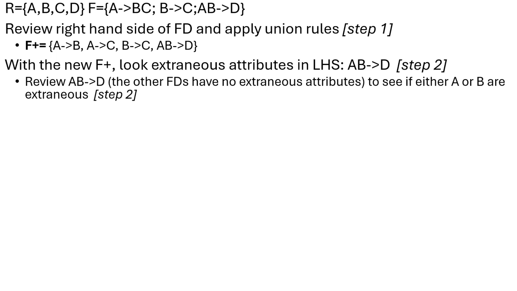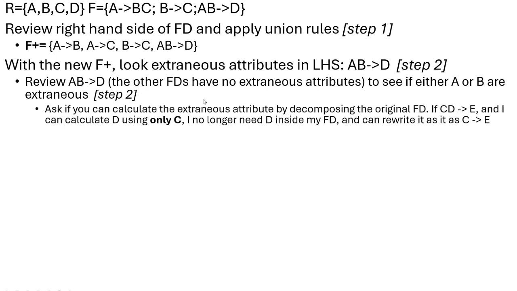And as you get into it, you can remove the amount of information you need to say, but just show each of your steps when you're changing them. Okay, so again, when you're looking at this AB over to D or something similar, we're trying to ask if there's any extraneous attributes. So you can actually ask in English, you could say, can I calculate this functional dependency without needing one or the other?